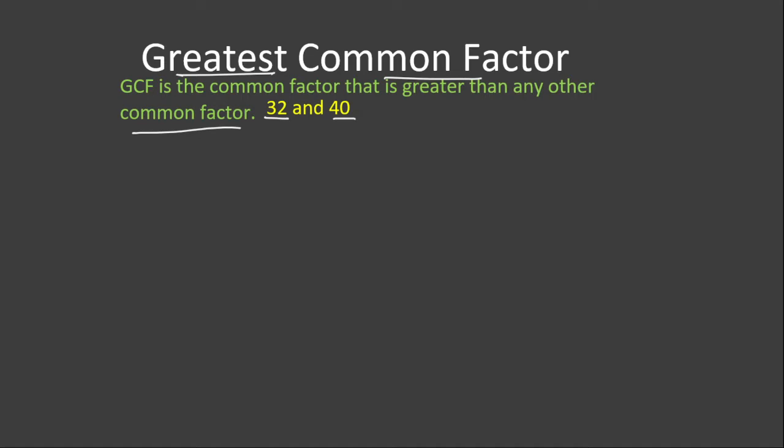ways. One of the ways is to list the factors of 32 and 40 and then identify the common factors and then compare to find the greatest common factor. And the other way is using prime factorization. We will first list the factors of the two numbers.